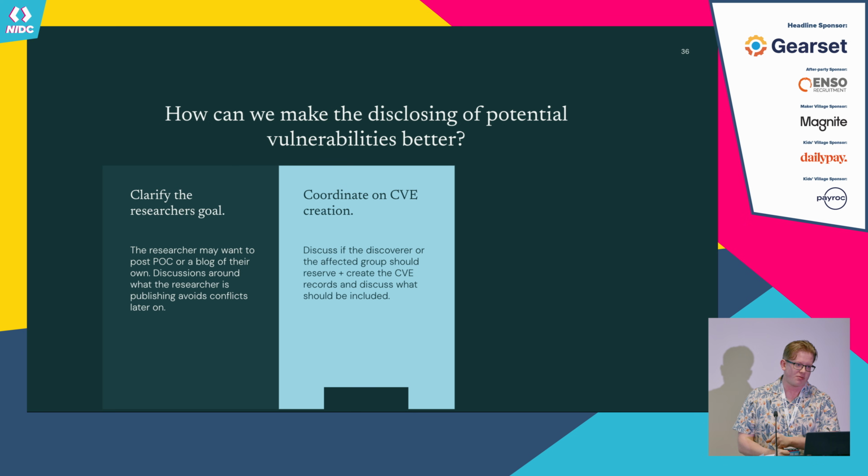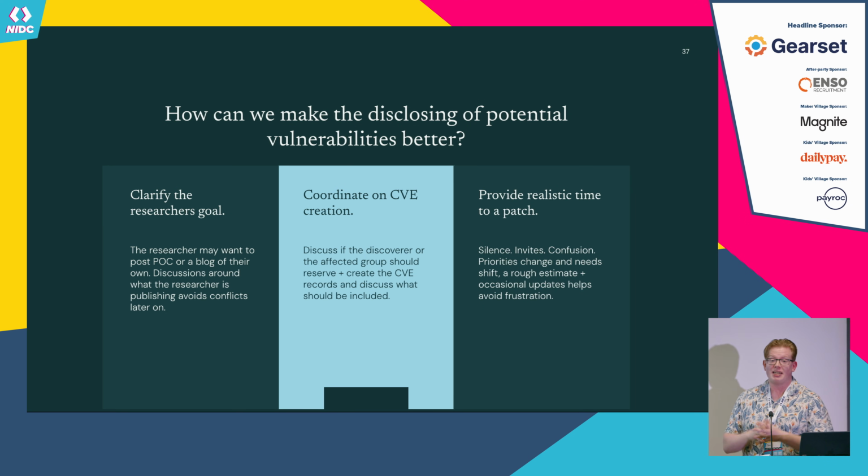What is the description of the vulnerability? What are the products it actually affects? What is the risk associated with it? There's often scoring systems, CVSS, alongside these. You don't want a big surprise whenever these CVE records come out for either party, so again, talk about it. And then provide a realistic time to patch. Silence invites confusion. Again, half of these are basically saying talk to the person.